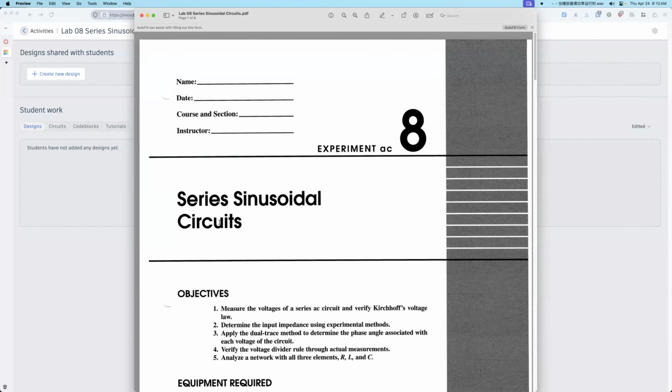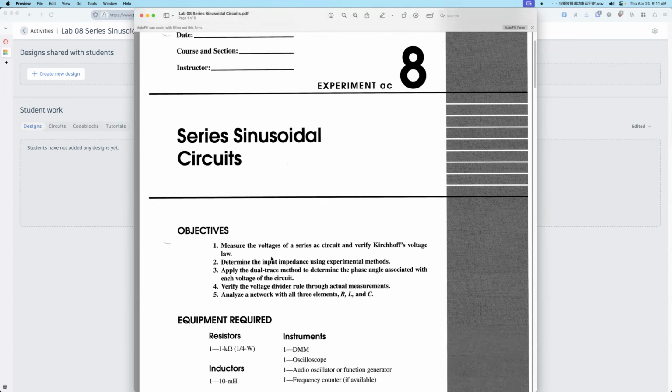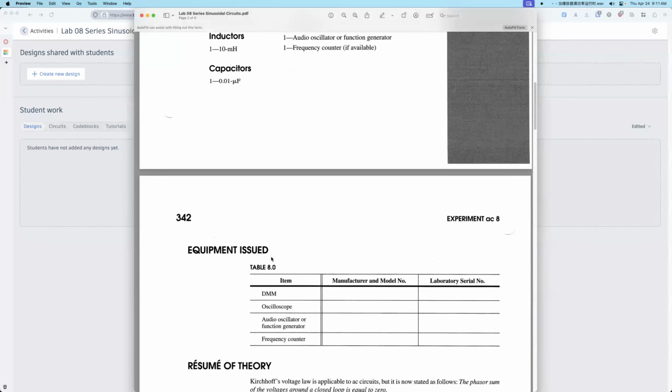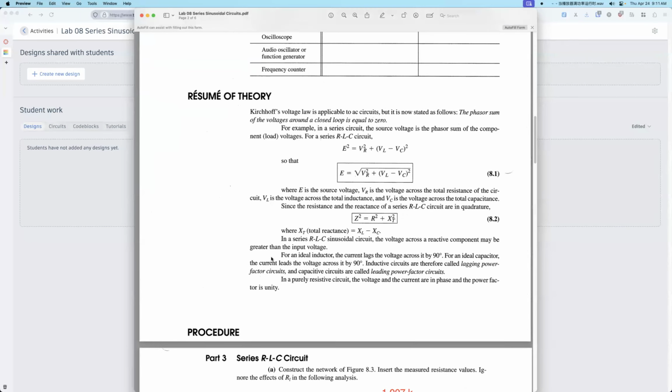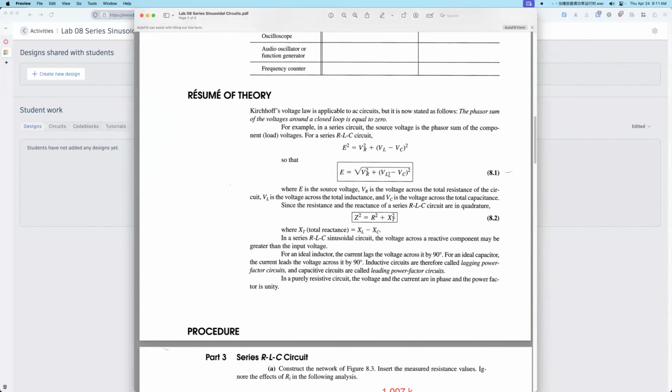Okay, so today we will do the lab series AC circuit. The circuit is not difficult. So the circuit is this one. This is the formula we will use.